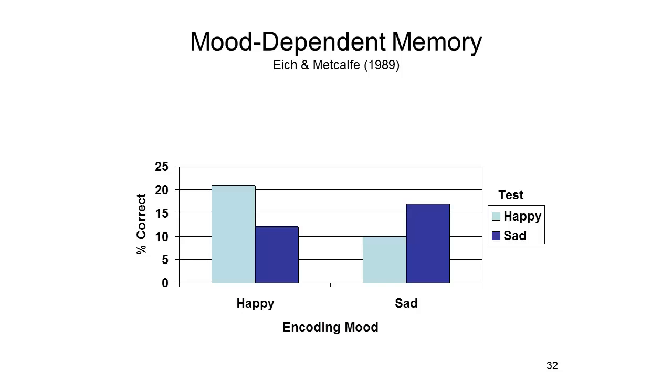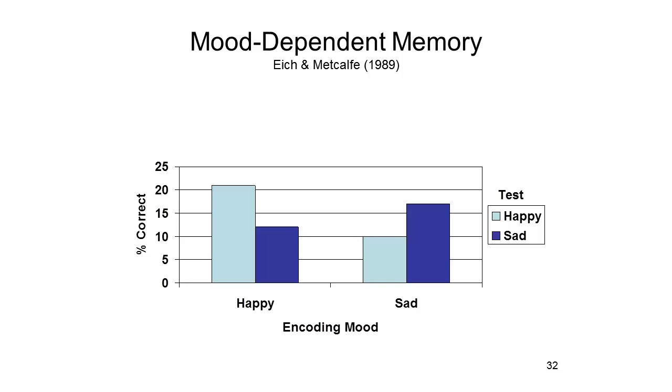Here the experimenters induced happy or sad moods in their subjects by means of playing different kinds of music. So some subjects studied a list of words while they were happy, and others studied the same list while they were sad. Then the groups were divided in half, the conditions were crossed, half the subjects were tested for their memory while they were happy, and the other half was tested while they were sad, and the result was that memory depended on the match between the subject's mood at the time of encoding and the subject's mood at the time of the retrieval test.